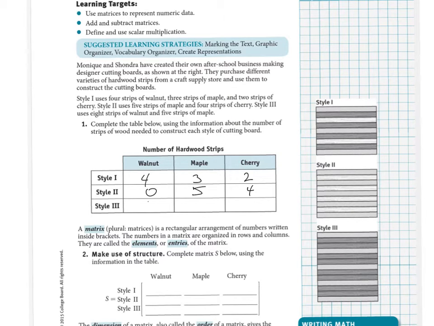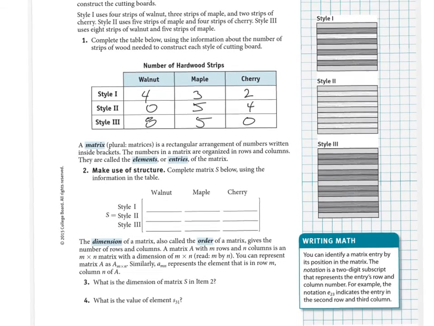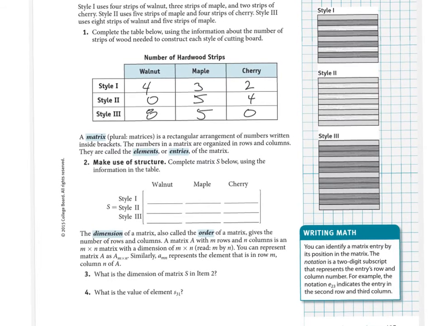Style 3 is 8 for walnut and 5 for maple, and doesn't mention cherry, so that would get a 0. So you can see that having these labels on the sides and across the top is very, very helpful. However, when you do the arithmetic, those labels have to be removed, and when you put them in the calculator, the labels are not something you want, so you have to really pay attention to what each thing means.